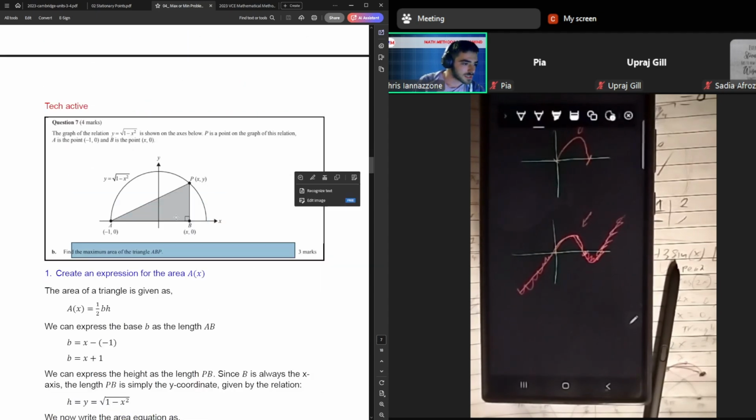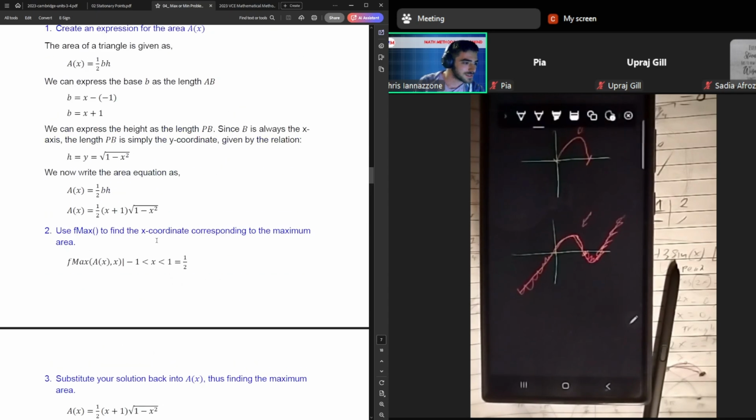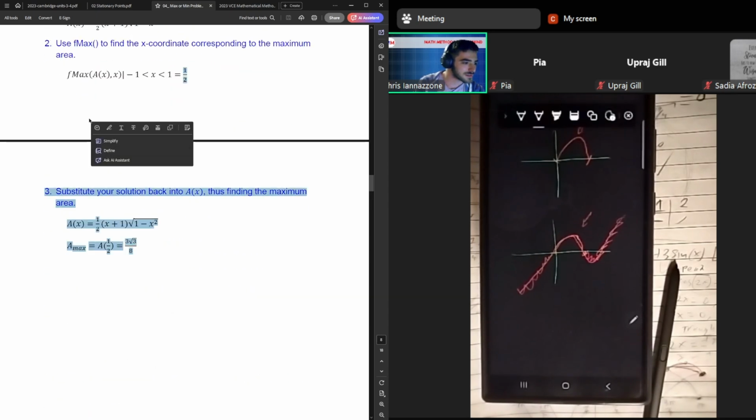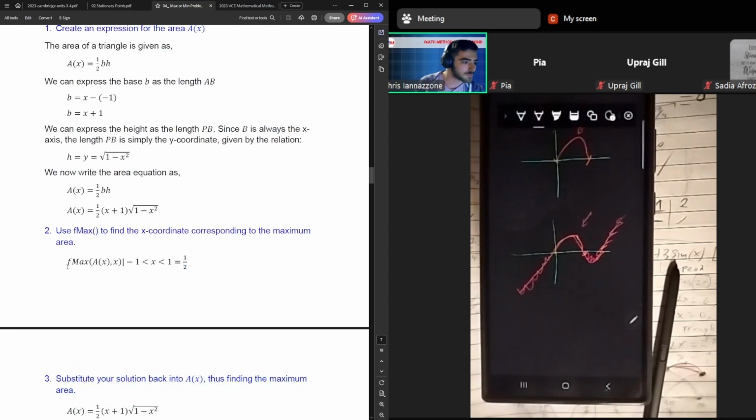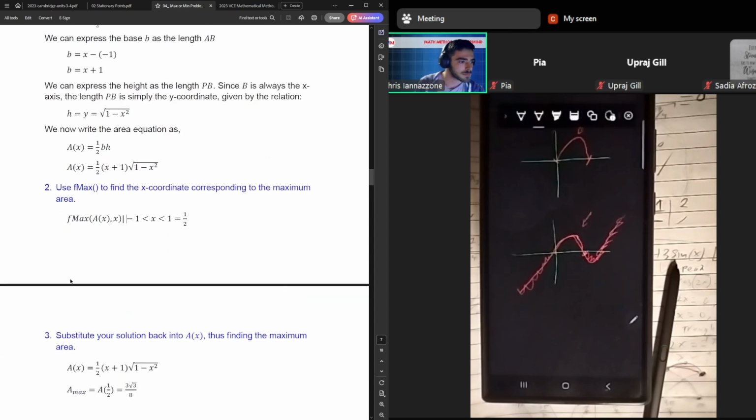Oh, I did have a tech-active version of this. That would have been nice. So with tech-active, obviously, you can see it's a great deal simpler, because you can use functions like fmax on your CAS that'll just tell you where the maximum is, rather than having to do derivative equals 0 and solving. But these are all going to be there in the resources.